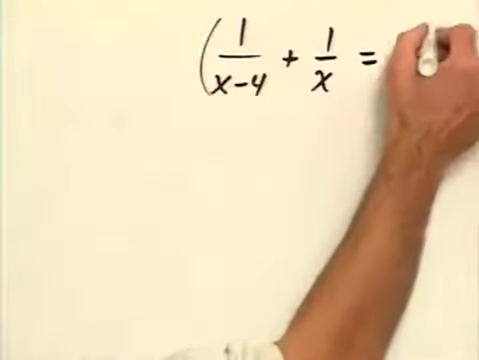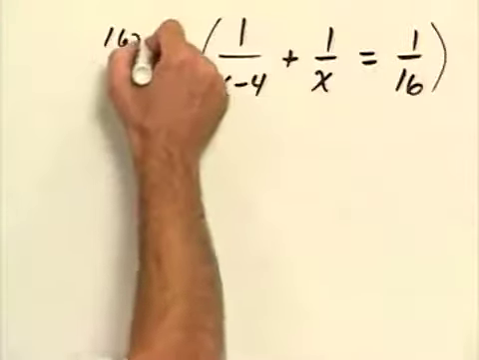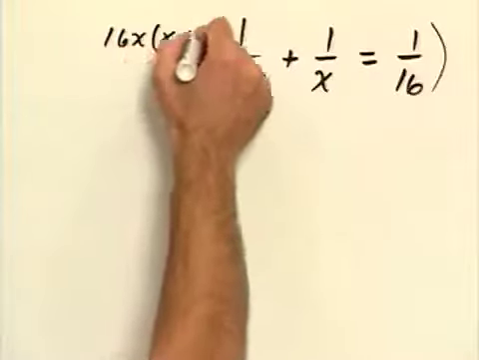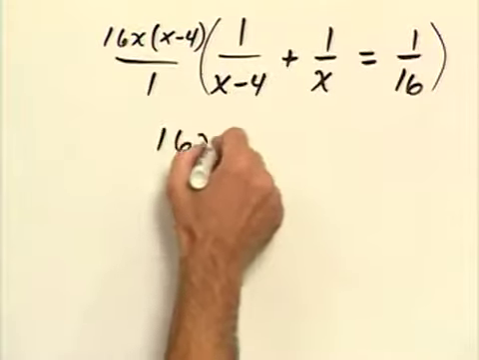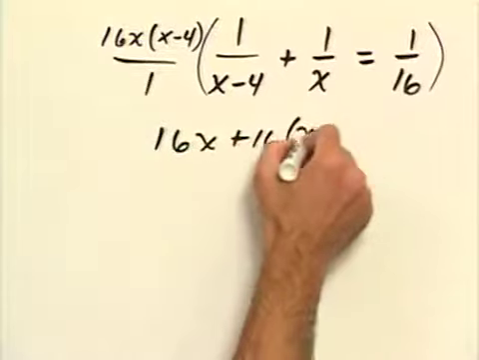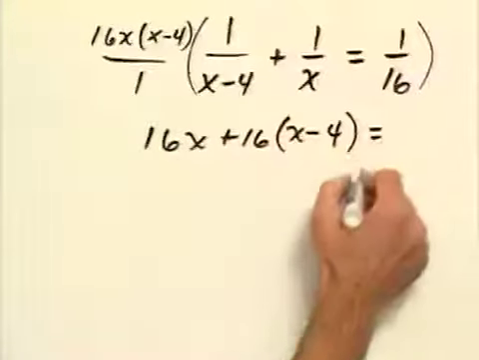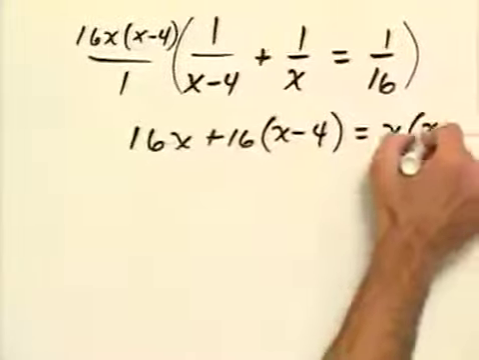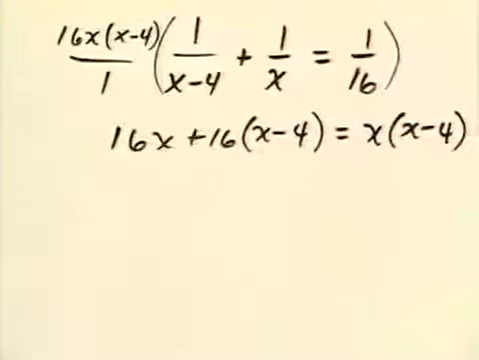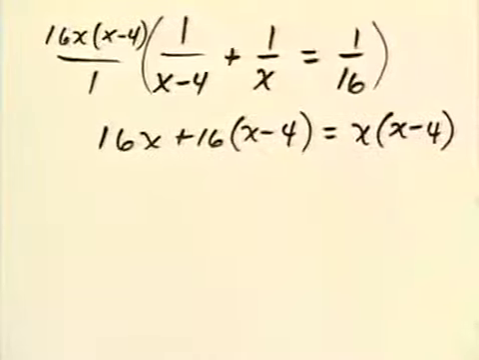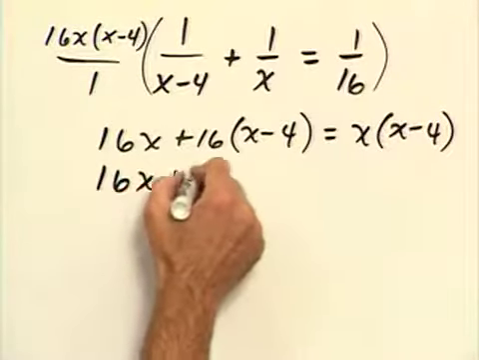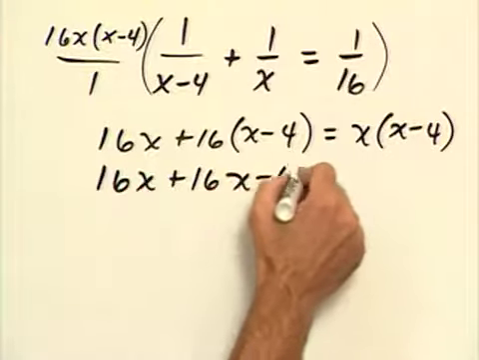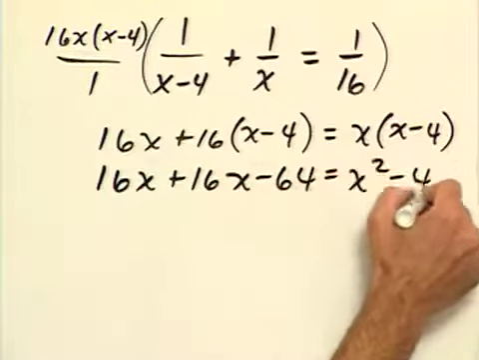So I'll multiply this whole equation by the least common denominator of 16x times x minus 4, and when I multiply this out I will get 16x plus 16 times x minus 4 is equal to x times x minus 4. Now here's an equation that we have to solve. We can see that we're going to end up with a quadratic equation, so we'll use the quadratic formula to solve it. Let's simplify this and get 16x plus 16x minus 64 is equal to x squared minus 4x.